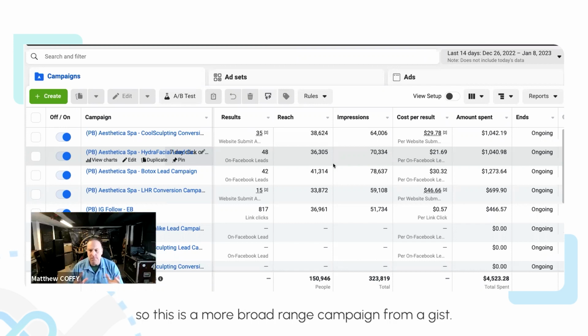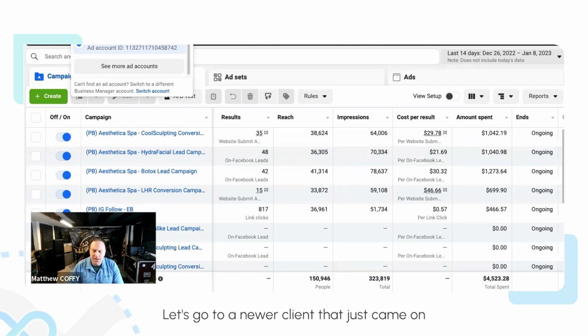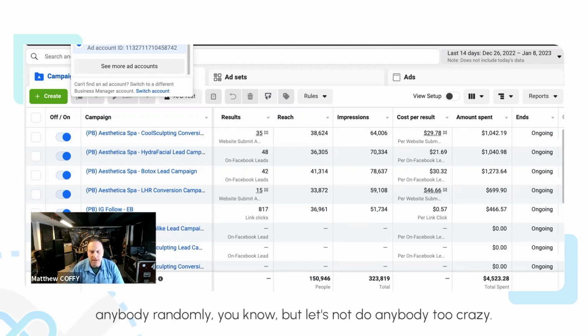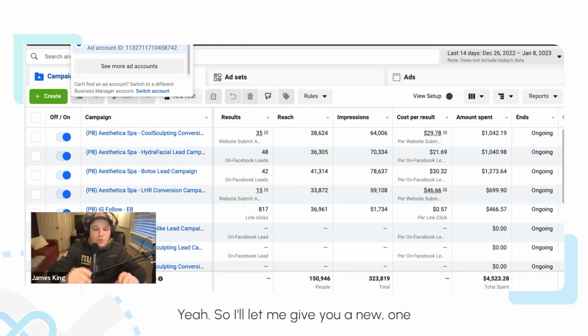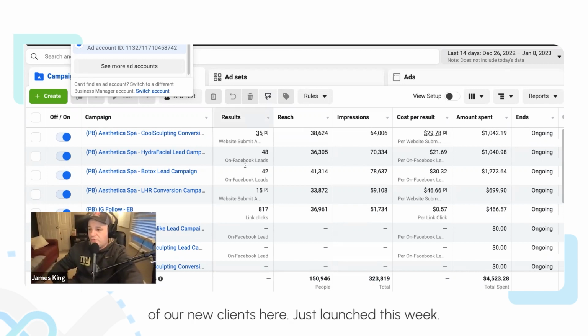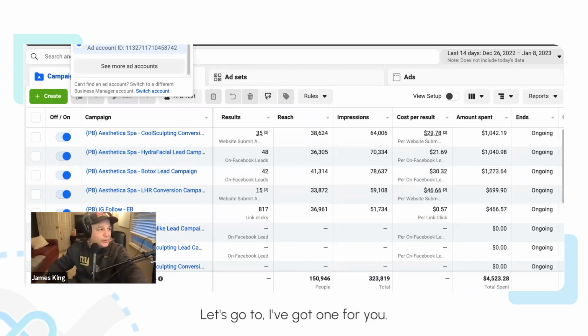So this is a more broad range campaign. Let's go to a newer client that just came on board, and let's talk about what's happening and maybe see some adjustments. So, someone who's trying to figure out how this works, I could see you guys are working on this concept, but what does it look like when I start? Why don't we pick anybody randomly? Let me give you one of our new clients here. Just launched this week. I've got one for you.